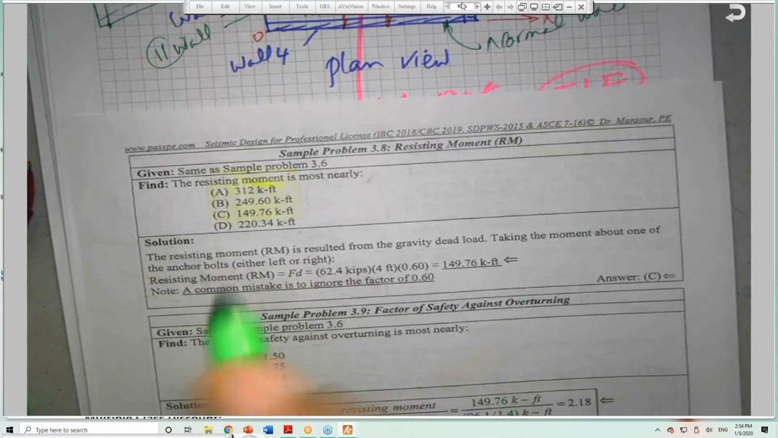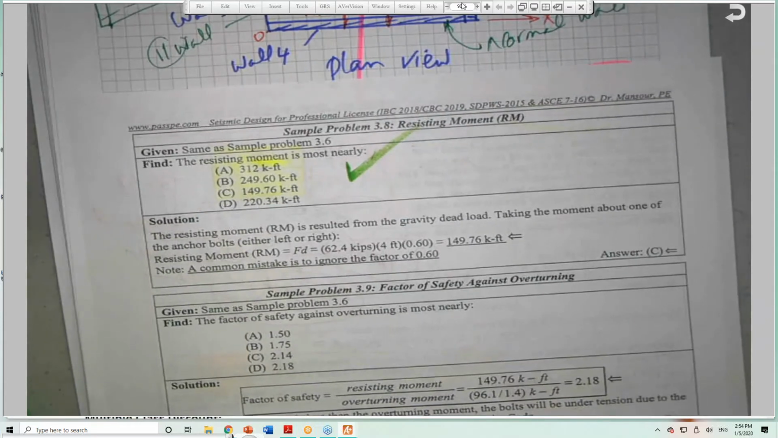Additional problems here. What is the resisting moment? The resisting moment.